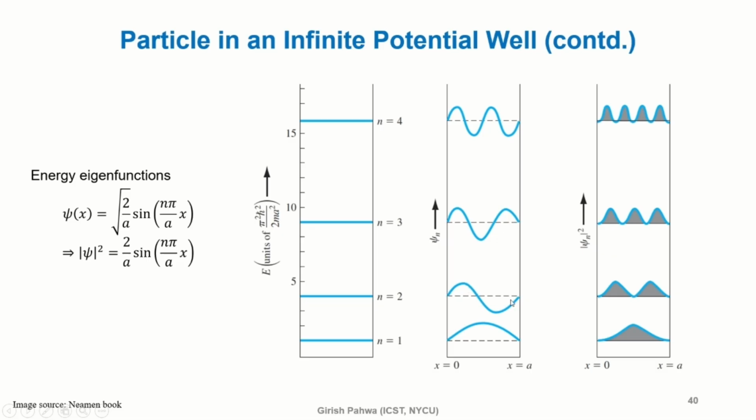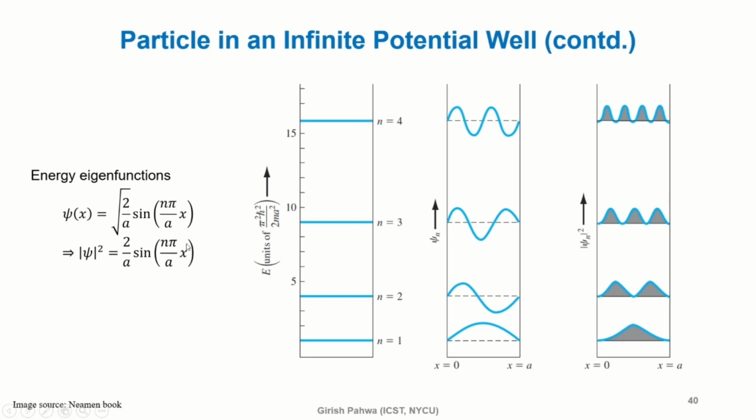This particular wave function has a node. The point at which the wave function becomes equal to 0 is called a node. So this is a node, and this is also a node. You can check that. If you put x equal to a by 2, and n is equal to 2 in this case, then 2 pi by a into a by 2: a cancels, and 2 cancels. So you get sine of pi, which is equal to 0.